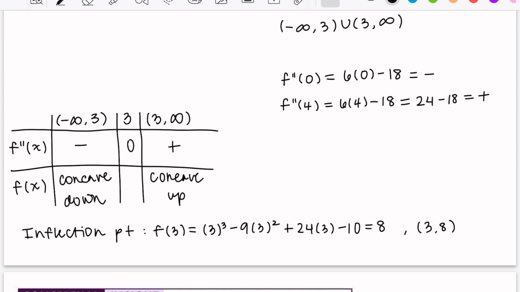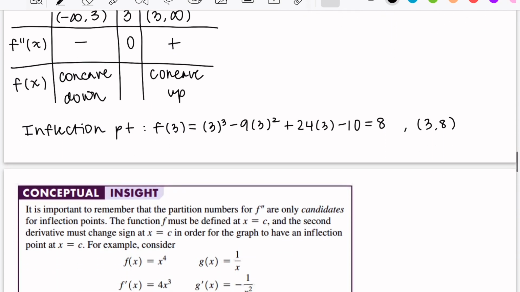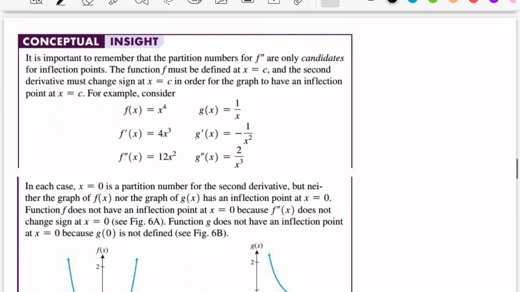All right. So something to note here, some more conceptual insight. It's important to remember that the partition numbers for our second derivative are only candidates for inflection points. So the function f must be defined at that point x is equal to c, and the second derivative must change sign at x equals c in order for the graph to have an inflection point at that point.